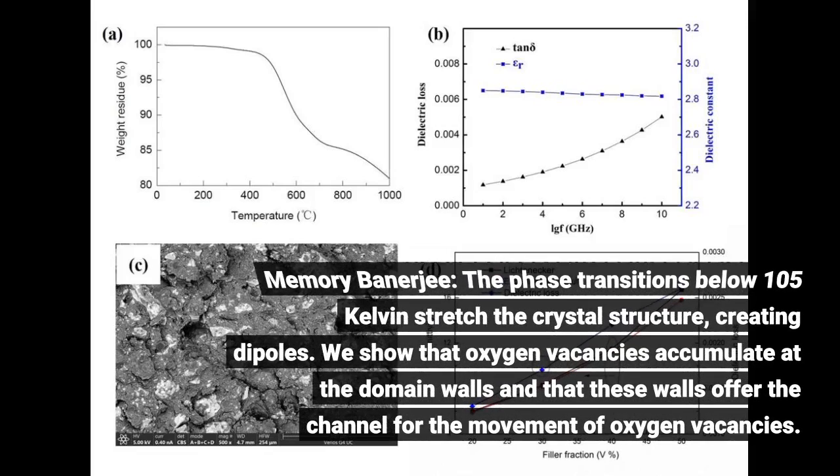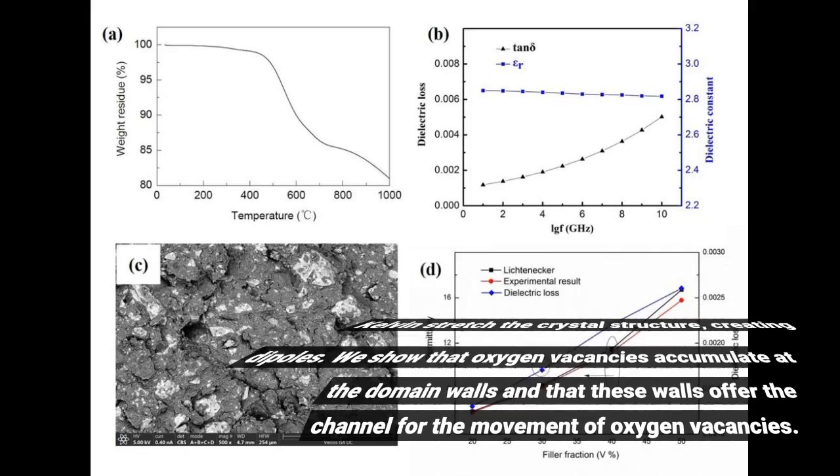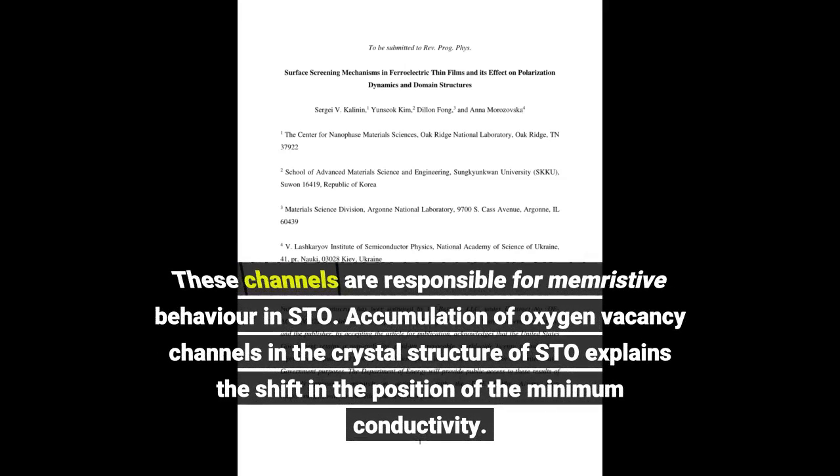According to Banerjee, the phase transitions below 105 Kelvin stretch the crystal structure, creating dipoles. We show that oxygen vacancies accumulate at the domain walls and that these walls offer the channel for the movement of oxygen vacancies. These channels are responsible for memristive behavior in STO. Accumulation of oxygen vacancy channels in the crystal structure of STO explains the shift in the position of the minimum conductivity.